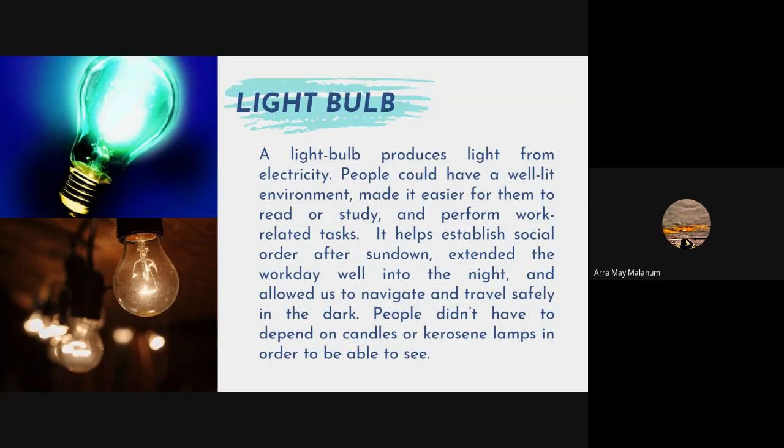A light bulb produces light from electricity. People could have a well-lit environment, which made it easier for them to read or study and perform work-related tasks. It helps establish social order after sundown, extended the workday well into the night, and allowed us to navigate and travel safely in the dark. People didn't have to depend on candles or kerosene lamps in order to see, because early people used candles and oil lamps for light.